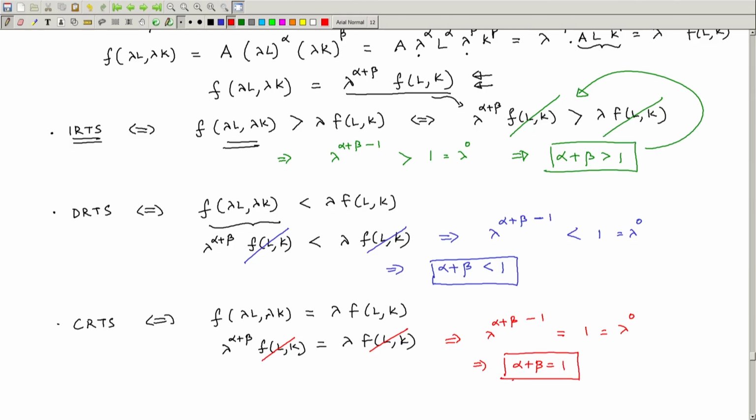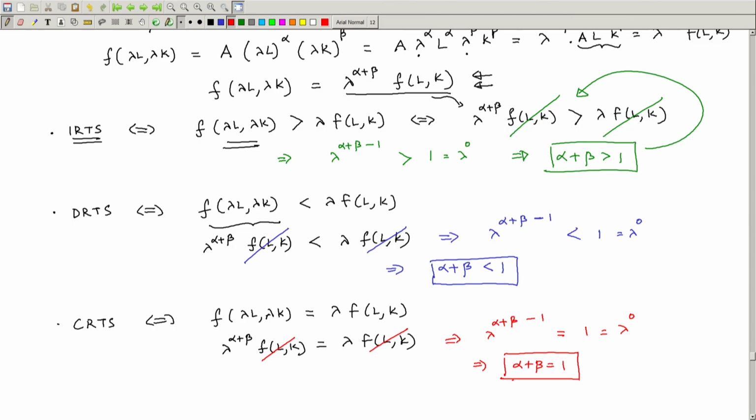So, to summarize, we have now identified the conditions on alpha plus beta. If alpha plus beta is greater than 1, our production technology exhibits increasing returns to scale. If alpha plus beta is less than 1, the production technology exhibits decreasing returns to scale, and if alpha plus beta is exactly equal to 1, I have constant returns to scale.